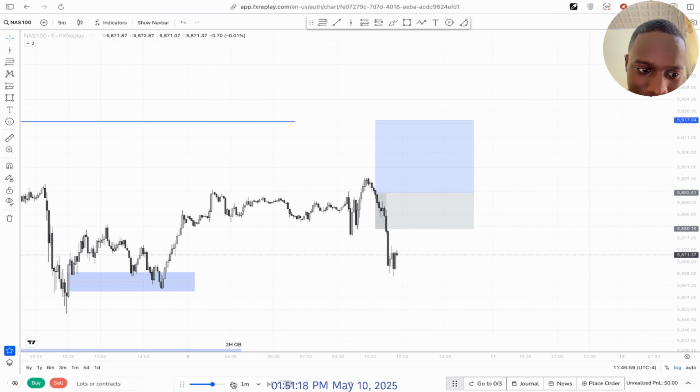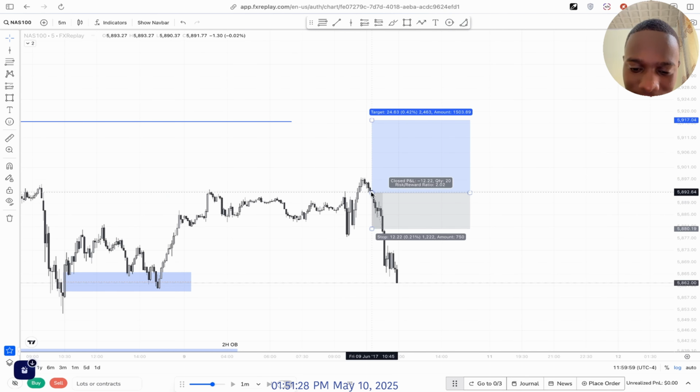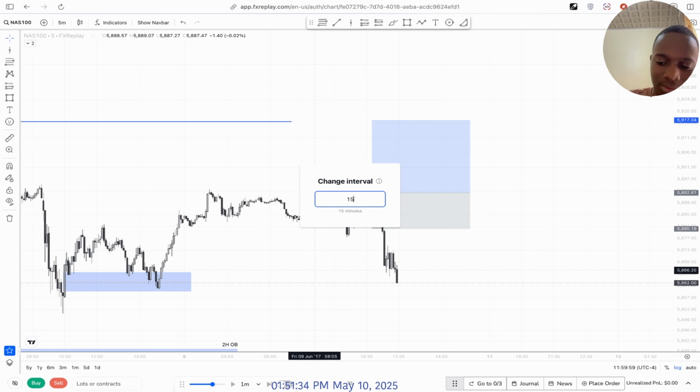Wow, crazy losing streak. Crazy losing streak. Okay, another loser trade. Download the image. It's New York session still on Friday. So what did we miss on the conviction? 15 minutes now.